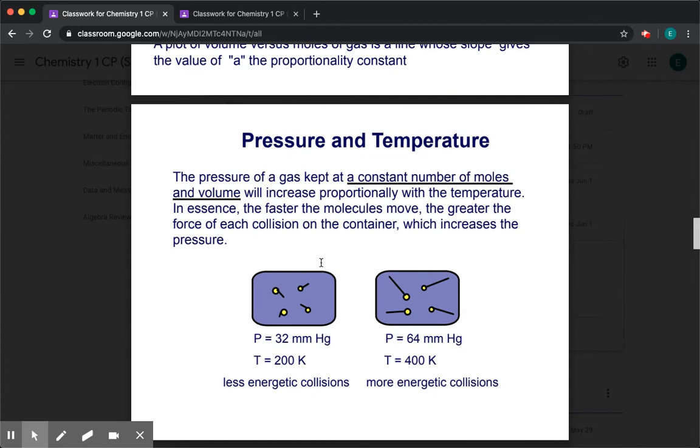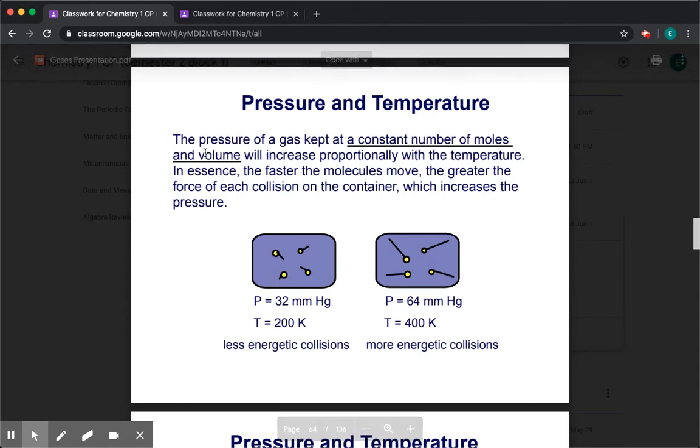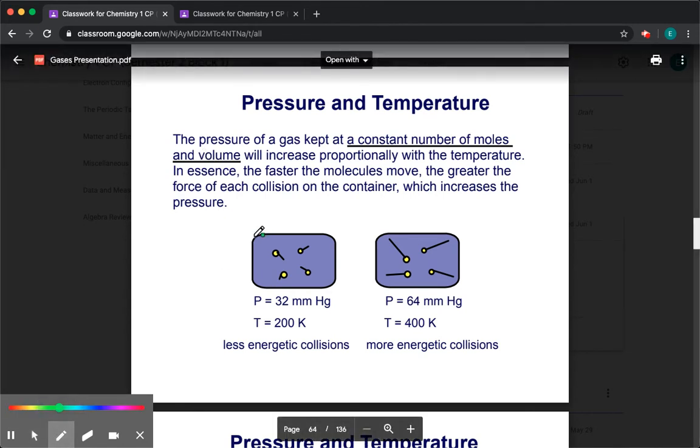And then last but not least, we have pressure and temperature. We are pretending that moles and volume are constant. So if volume is constant, that means instead of a stretchy container, we no longer have a stretchy container. Pretend we have a metal container. The container cannot expand. It can't shrink.